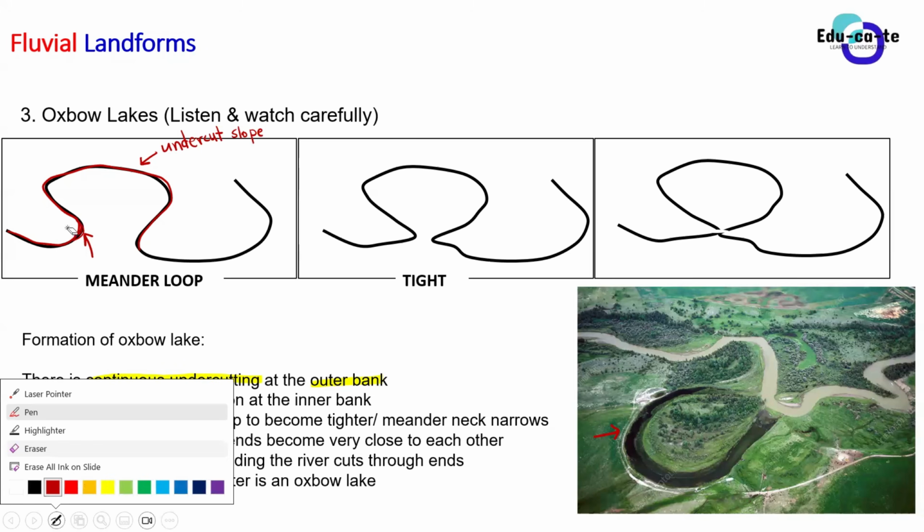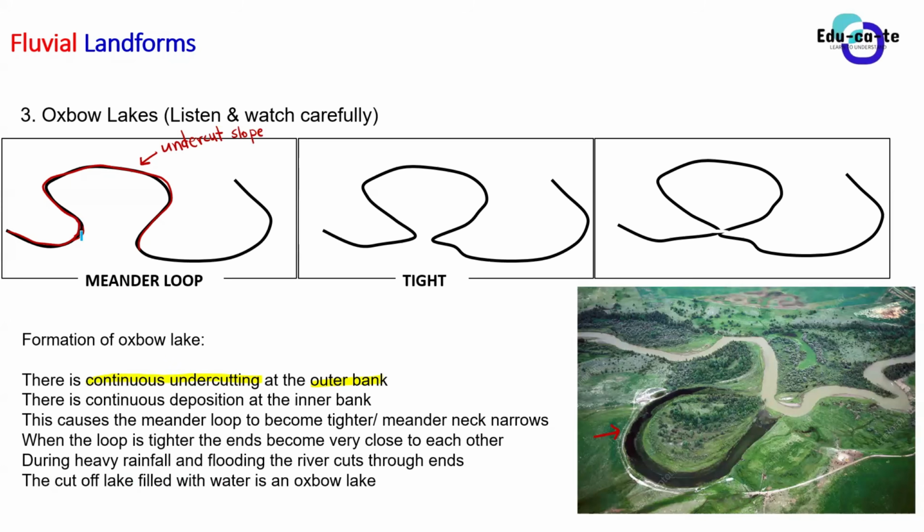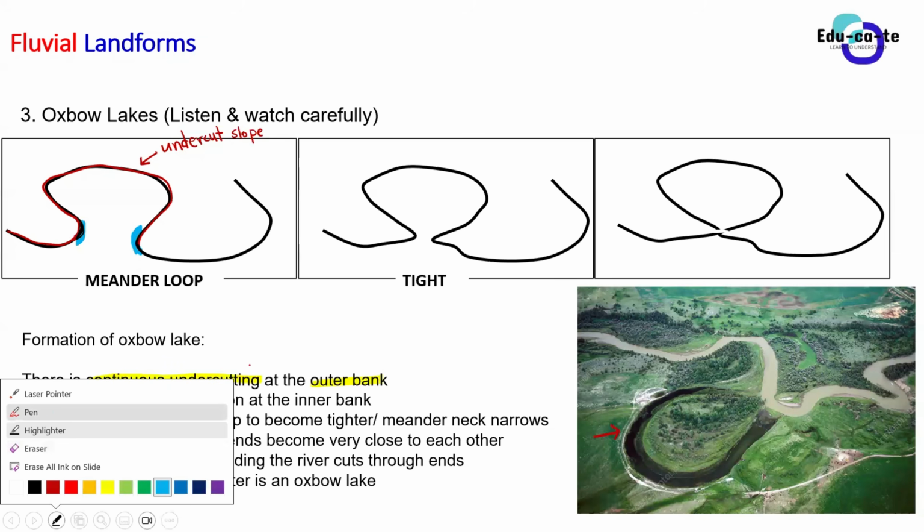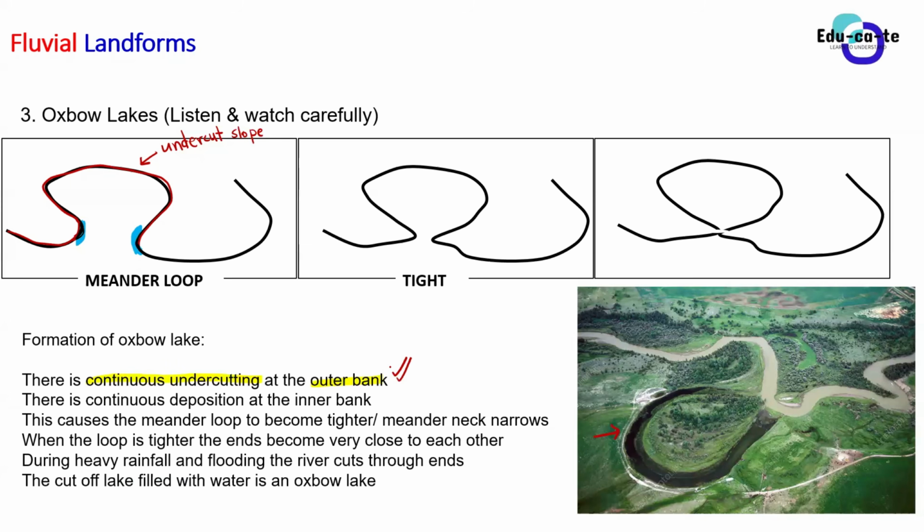So the outer bend has got a lot of erosion, all right? I want us to focus especially on this area here. We are focusing mostly on the erosion that is taking place at this part of the undercut slope. Here, this is also an undercut slope on the other side. Remember, it is found on the outer bend of the river. So there is continuous undercutting at the outer bank, which means there is continuous erosion, because I told you guys that we've got lateral erosion on the undercut slope. It continues to happen and continues to happen.